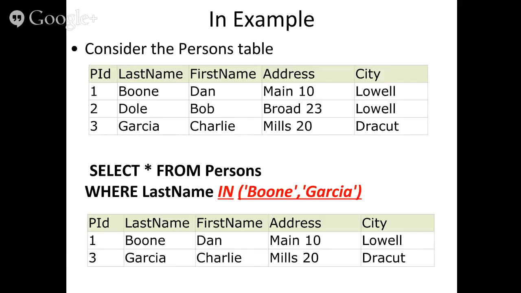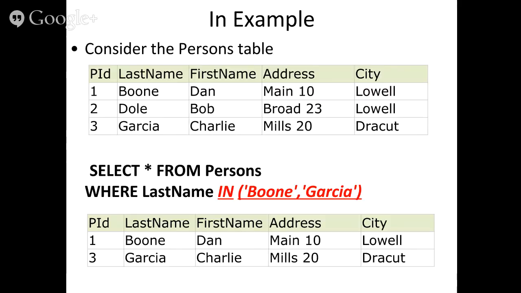So for instance, last name, all right, I think this one's correct. It says I want the ones whose last name is in Boone and Garcia. So it's going to iterate over these two. Notice that for each record, this is expensive. It has to iterate over here. Is it equal to Boone? Yes. Oh, I want that one. Then it goes to the next one, Dole. Is it equal to Boone? No. Is it equal to Garcia? No. Okay, so I don't want that one. So it has to iterate.